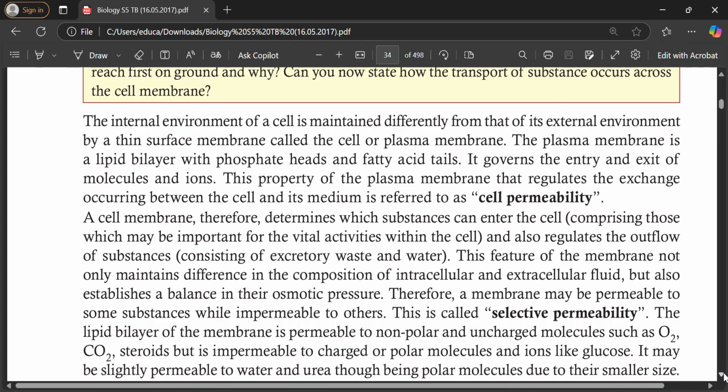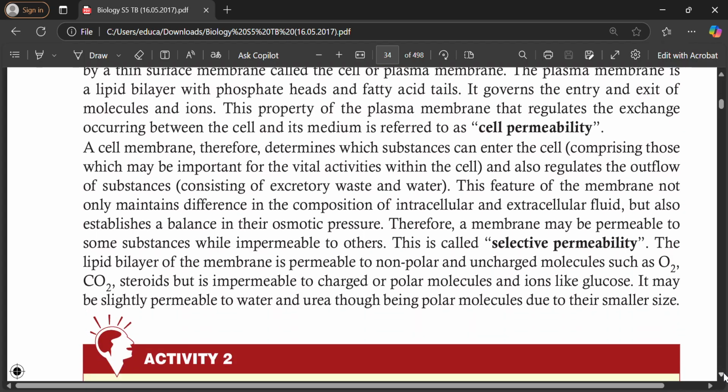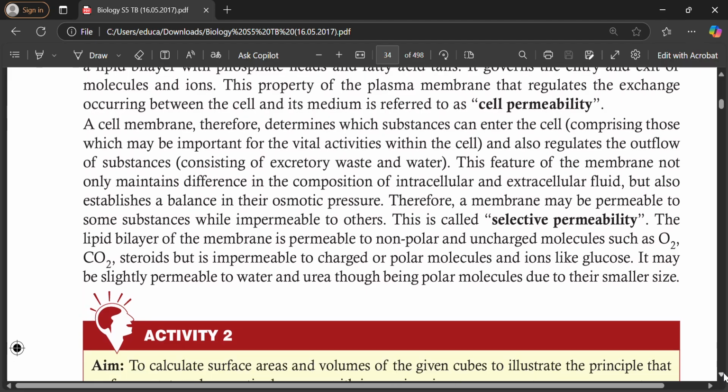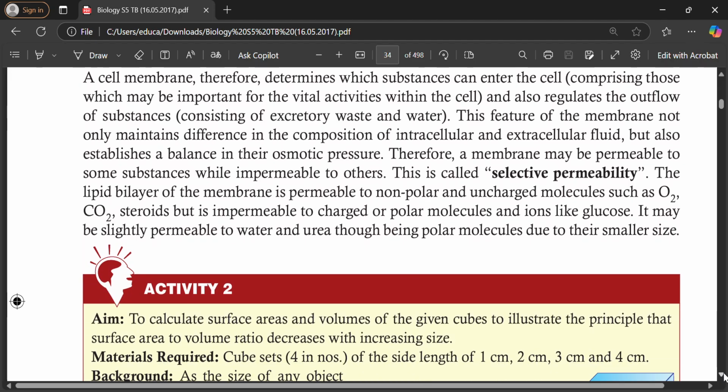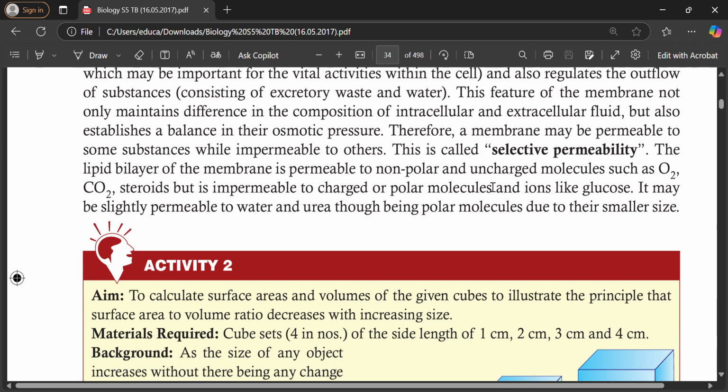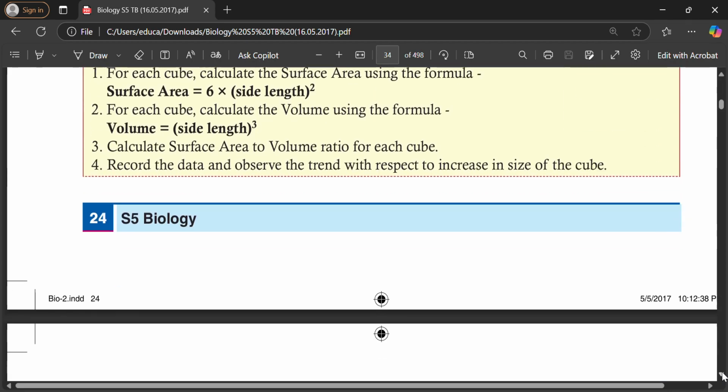This feature of the membrane not only maintains a difference in composition of intracellular and extracellular fluid, but also makes some substances impermeable to others. It's called selective permeability. If we say the cell membrane is selectively permeable, it means it allows certain things to enter and refuses others.